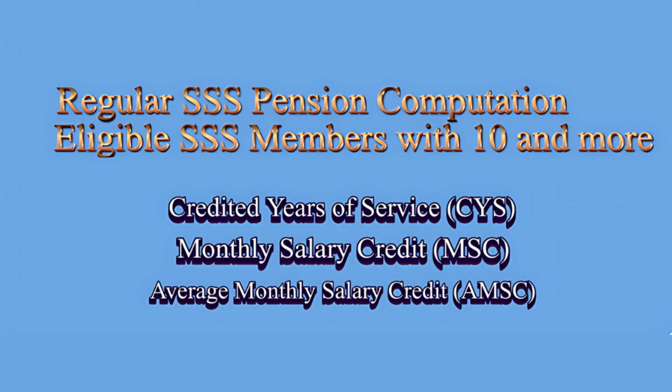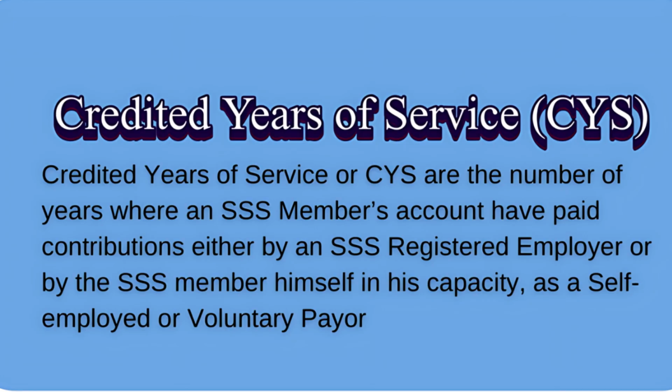The calculation shall be based on the credited years of service or CYS, the monthly salary credit or MSC, and the average monthly salary credit or AMSC. The credited years of service or CYS refers to the number of years where an SSS member's account has paid contributions made either by an SSS registered employer on the employee's behalf or by the SSS member himself in his capacity as a self-employed or voluntary payer.